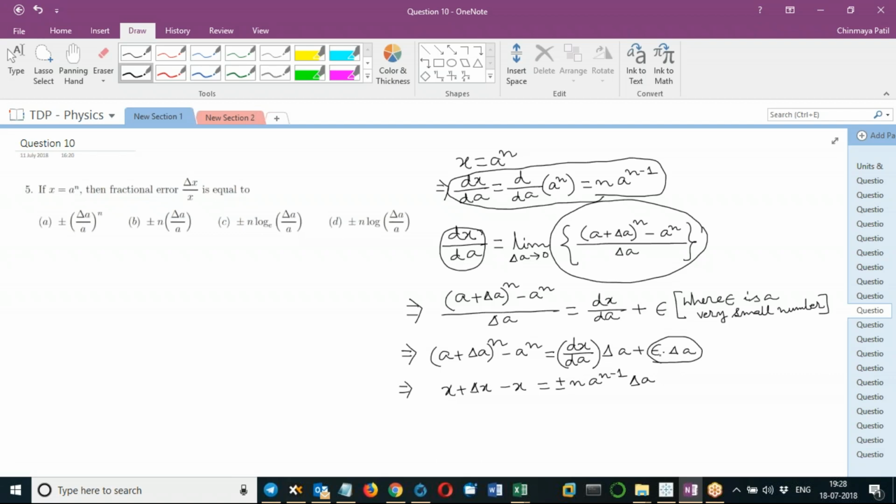So what we can write? We can simply write that delta x is equal to plus minus n a power n minus 1 into delta A. As a logic, epsilon into delta A tends to 0 as epsilon tends to 0 and delta A tends to 0.